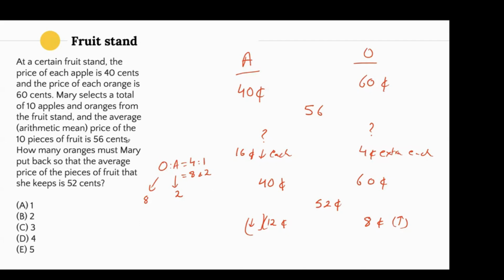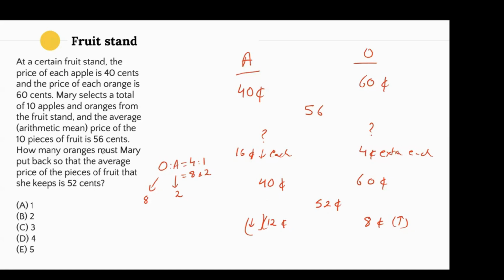I lost you here. Basically, the ratio changed from 4:1 to 2:3 to maintain the new average, right? So when it was 4:1, the average was 56. Now when we want 52, the ratio is 2:3, right? So how many oranges did you give back? You gave back 2, and the total fruits then basically apples went up by 2 and oranges came down by 2.